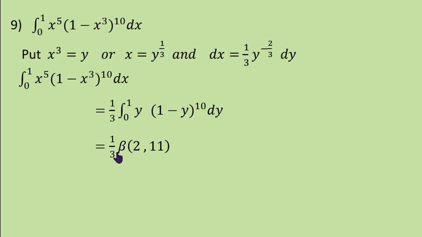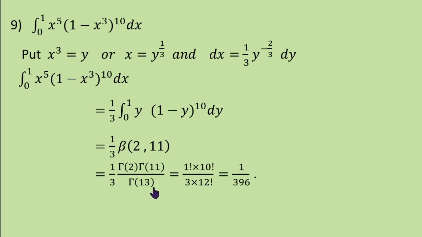By the formula, it is beta(p plus 1, q plus 1). p is 1 here, 1 plus 1 is 2, q is 10, 10 plus 1 is 11. So 1/3 into beta(2, 11). That is 1/3 into gamma 2 gamma 11 by gamma 13. Gamma 2 is 1 factorial, gamma 11 is 10 factorial, gamma 13 is 12 factorial. Substitute this in the calculator, you get 1 by 396.